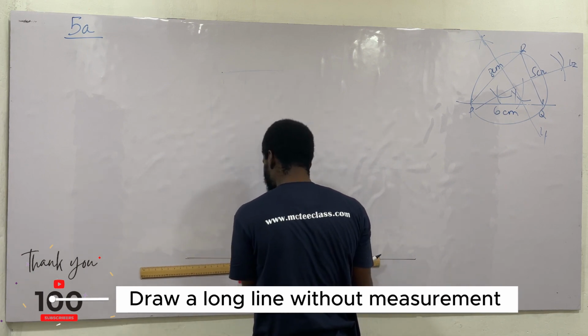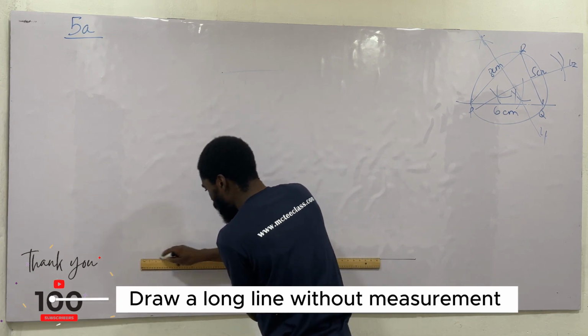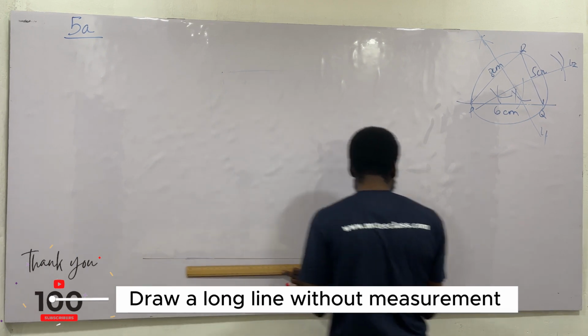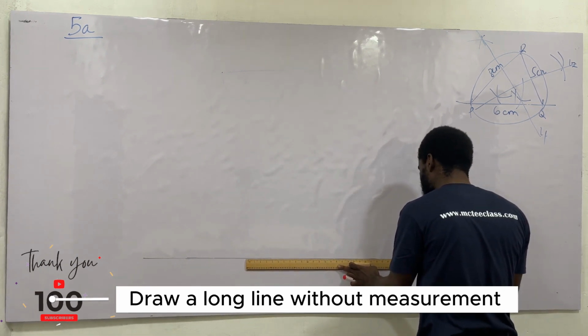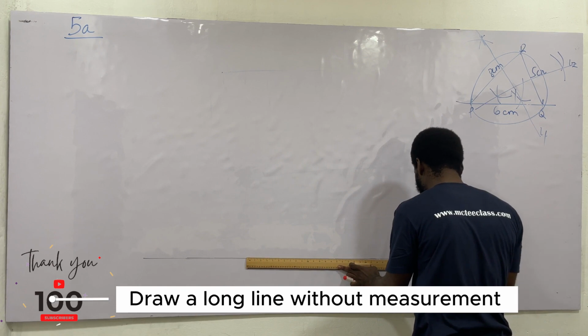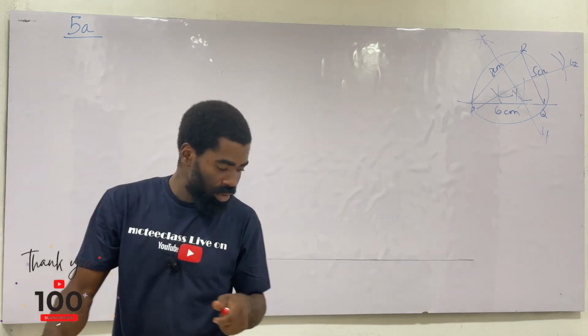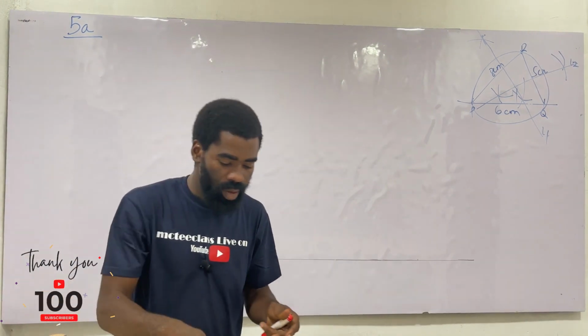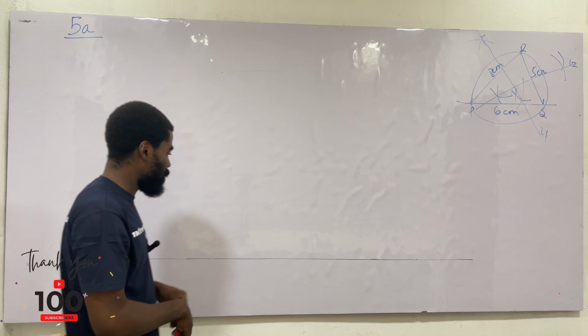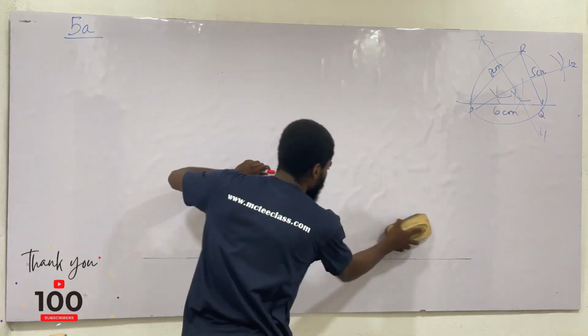This line has no measurement, so I'm sure you're drawing yours. Give me a long line without measurement. Don't measure it, just give me a very long line. A long line without what? Measurement. Good. So I have this line here, and it's without what? Measurement. It's without measurement. Okay. Let's rub this one here.